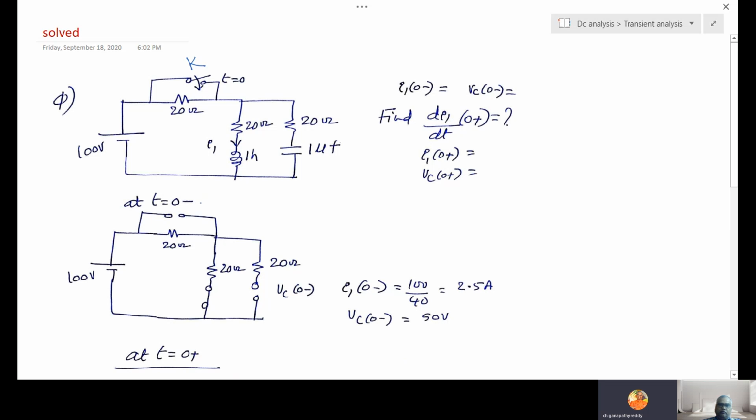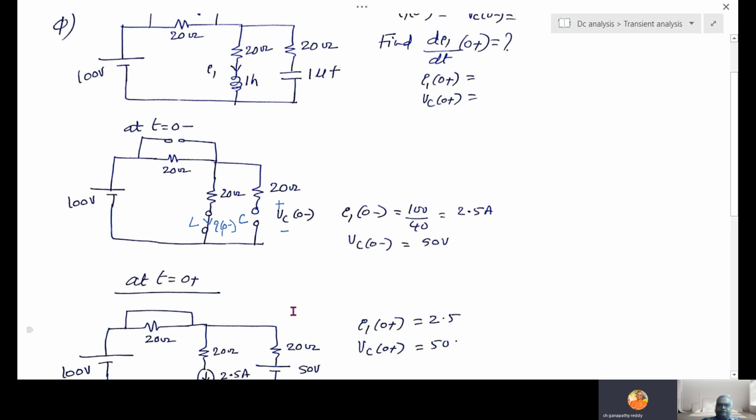Now at t equal to 0 minus, the switch is open, so the inductor is short and the capacitor is open. Remember, there is a capacitor, and physically there is an inductor. What is this current, I1 at 0 minus? How to solve this? Which loop is closed? This loop is closed, na? 100 by 20 plus 20, that is 100 by 40, so 2.5.